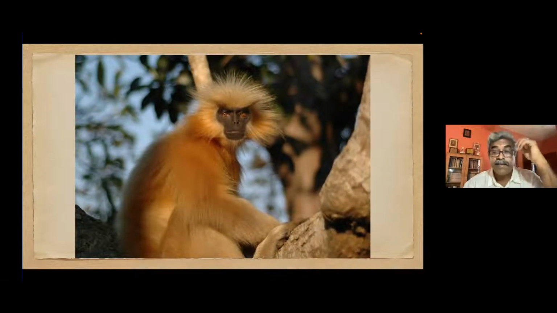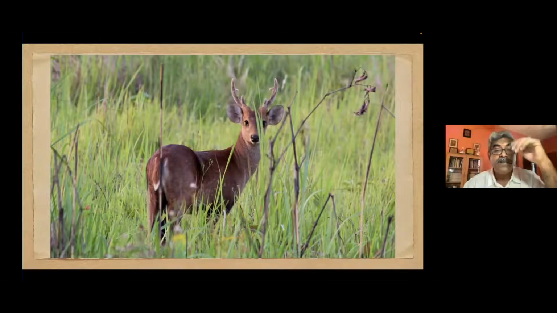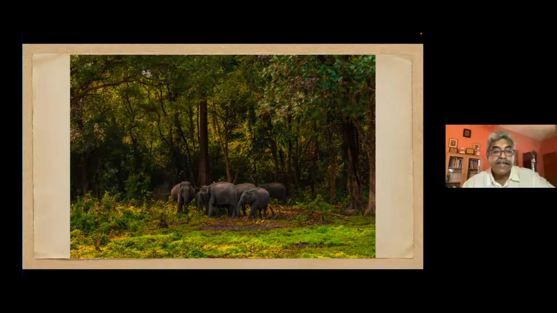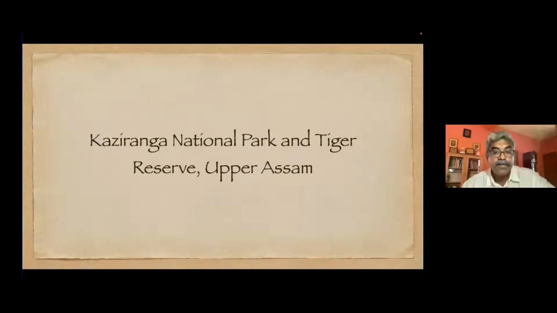Some of the important wildlife over here is the golden langur, which you find in this particular Manas National Park, and it has got the largest population of water buffaloes. Then you've got the sambar deer, and another species of the hornbill, which you see over here, and the Asiatic elephants, of course.